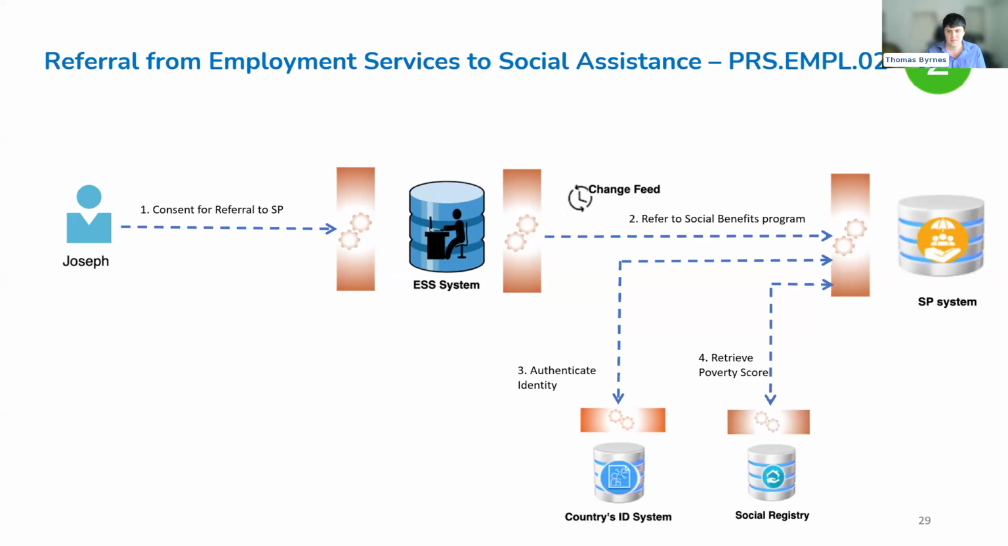There you go. So again, now it has retrieved a poverty score, and once eligibility is confirmed, Joseph is enrolled into the basic income support program. At this point, a notification is automatically sent back to the employment system to confirm that the referral has been received and acted upon. Importantly, no benefit amounts or sensitive details are shared. Only the minimum required confirmation data is shared back to the employment system's social status.